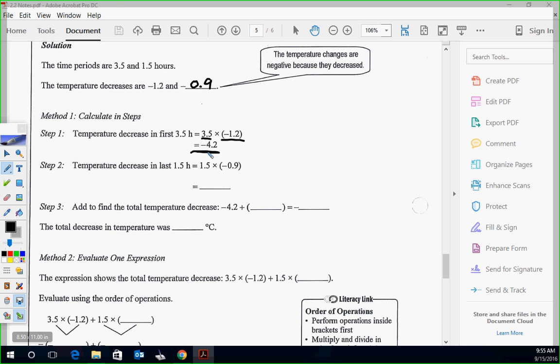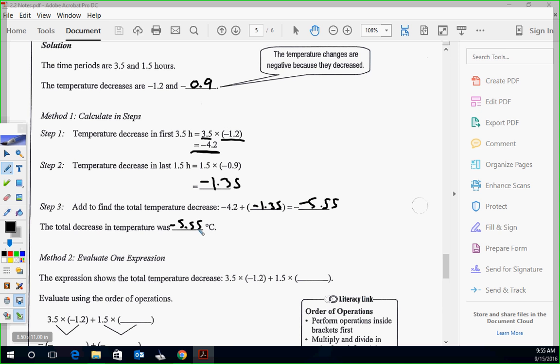What's that? What did you say? 1.35? Yeah, okay. All right, good. Then we want to figure out the total decrease, so we're going to add those up. So we got negative 5.55. Okay, good.